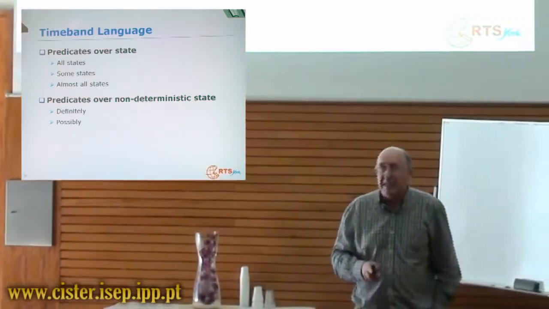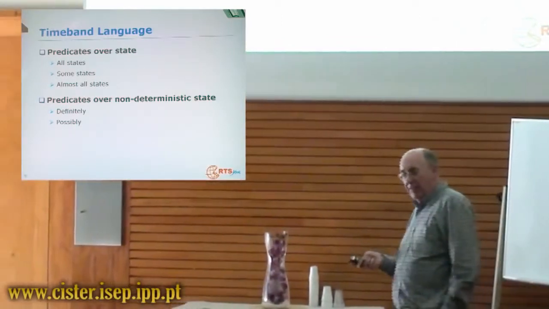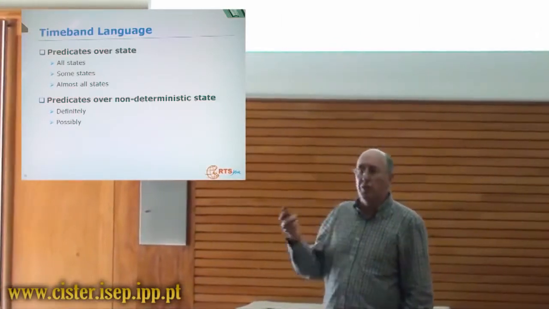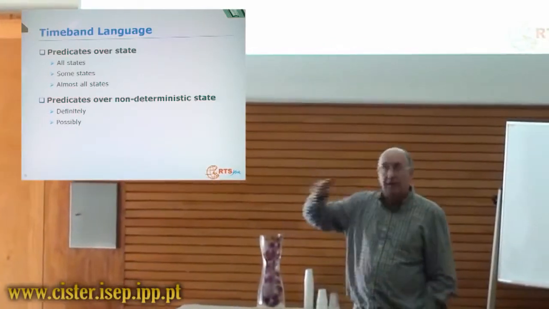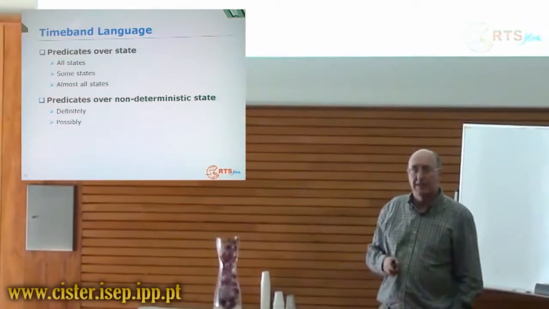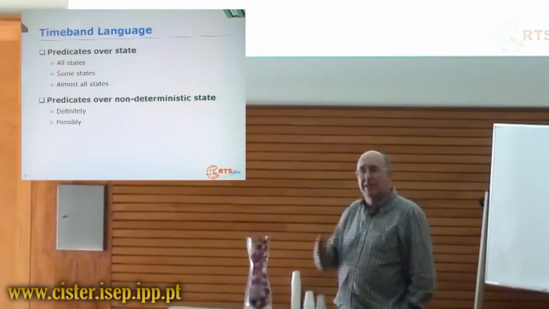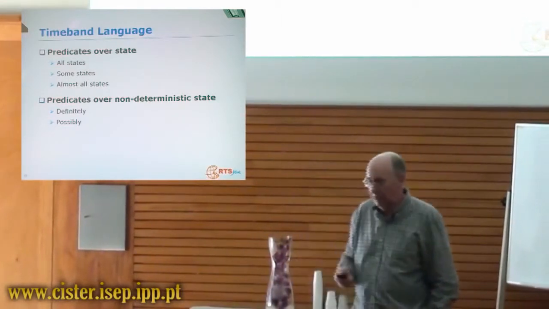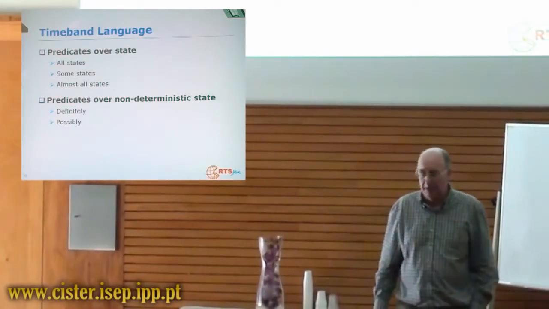For non-deterministic state, we have things like definitely and possibly. Definitely true if it's true for all values of that non-deterministic state. Possibly true is that it may be true for some of them, but not all values. And I'm going to use that in a little example in a moment.